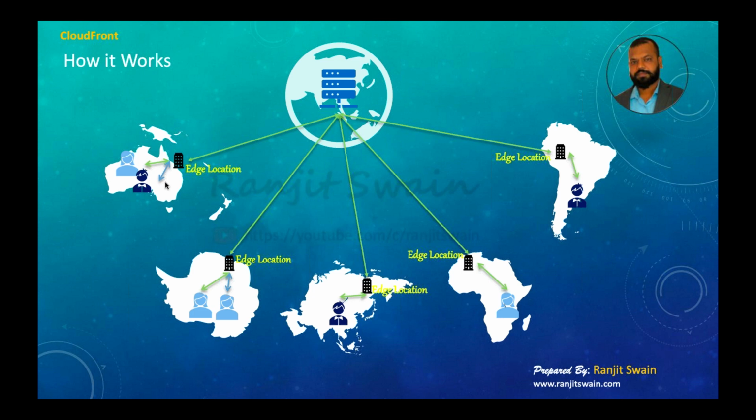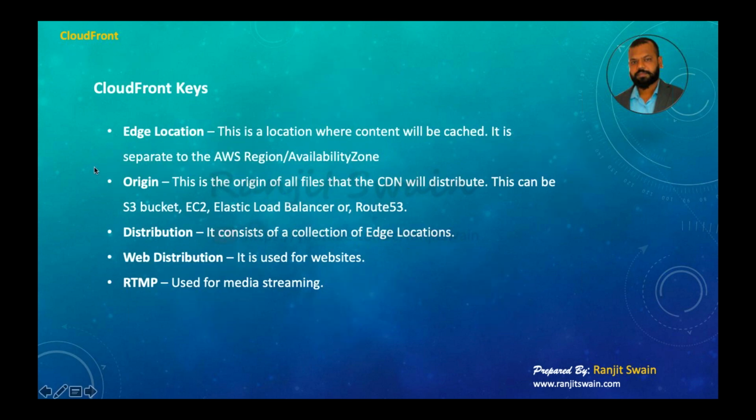Just wait. Okay. So the edge location is a location where content will be cached. Simply put, an edge location is a location where the content will be cached. The content could be anything: images, videos, your documents, your PDF files, anything will be cached.